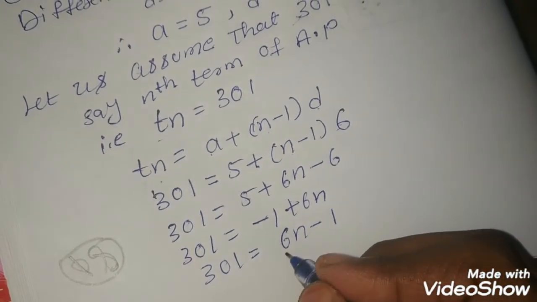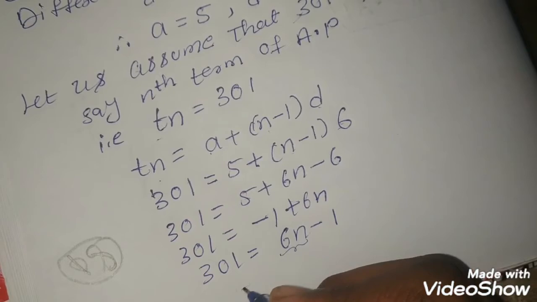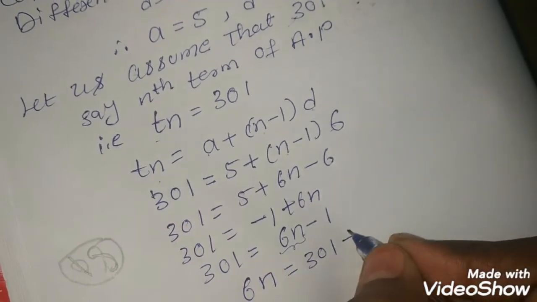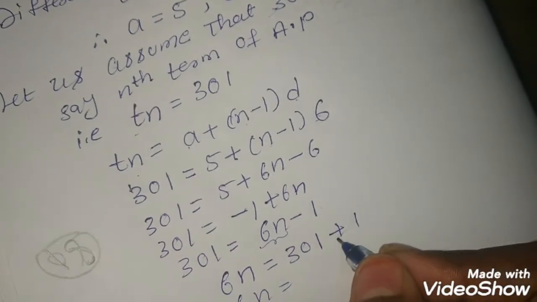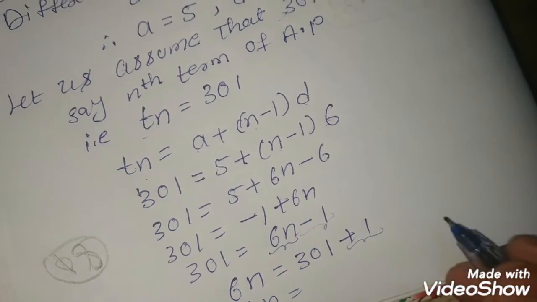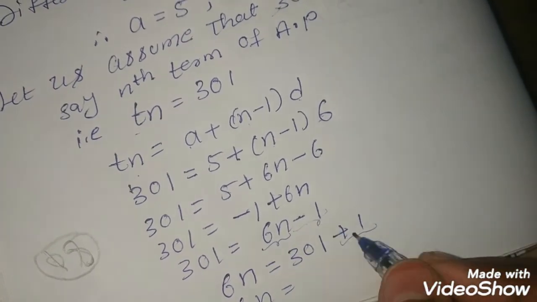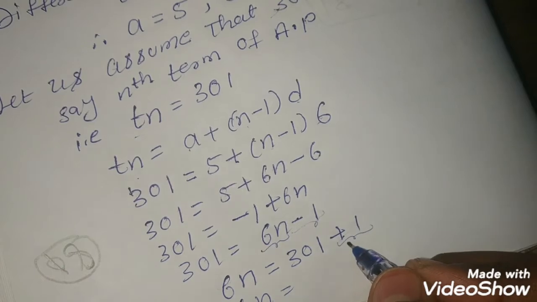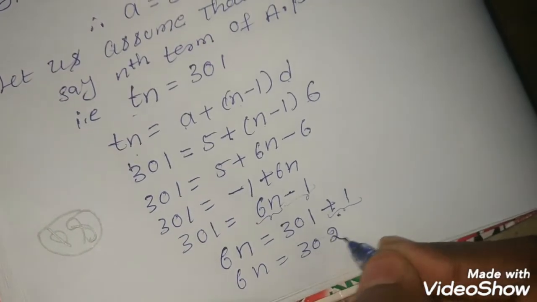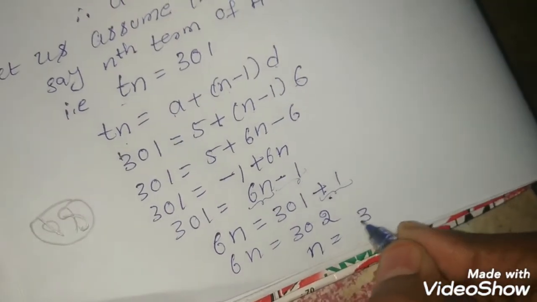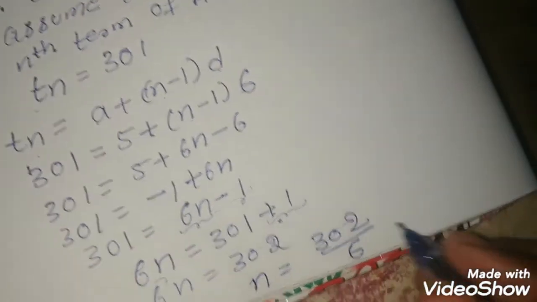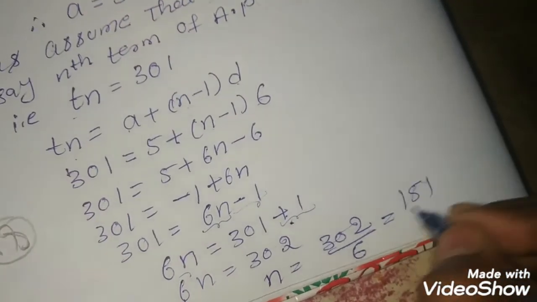Okay. What we have to find? 6n we need to get. 6n is equal to 301 plus 1. Why am I writing plus 1 here? Because the minus 1, if we send it to the next side, the sign will be changed, that is plus. Okay, if you have a plus, then the sign will be minus. Are you getting? 6n is equal to 301 plus 1 is 302. What is n here? N is equal to 302 divided by 6. See, what will be our answer? We get 151 by 3.